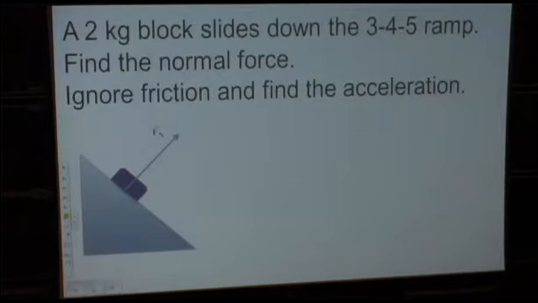For example, here, first, ignoring friction. As soon as there is some kind of an angle, the normal force is not equal to the force of gravity anymore. So this is what this question is about. Well, first of all, do we know this angle? It's a 3, 4, 5 triangle. So clearly, that's supposed to be a 30, 60, 90 triangle.